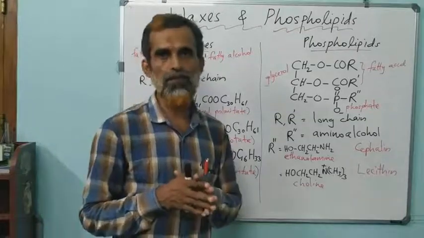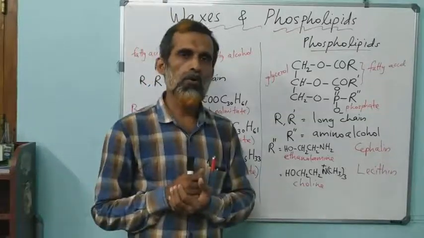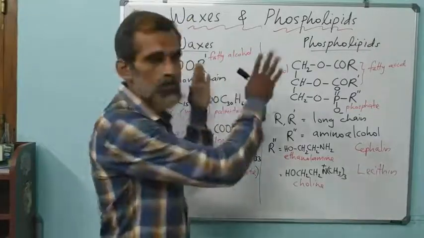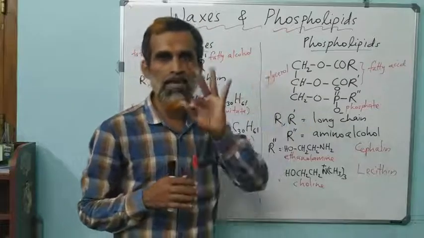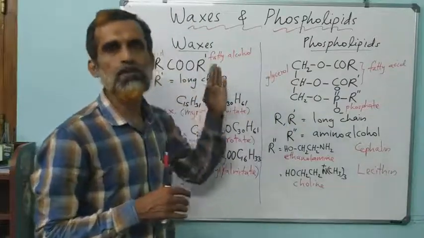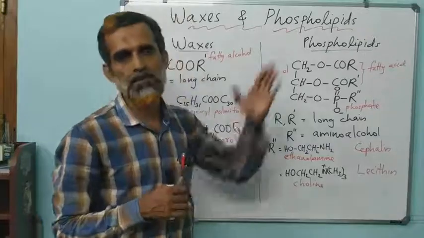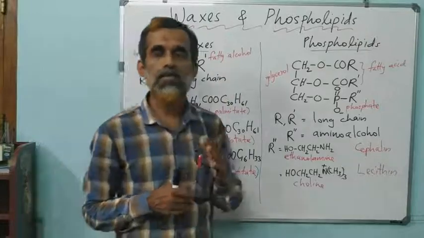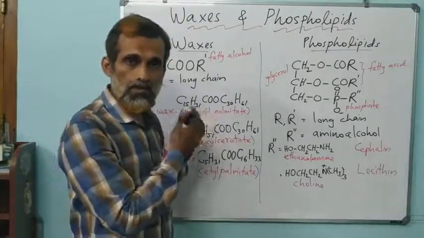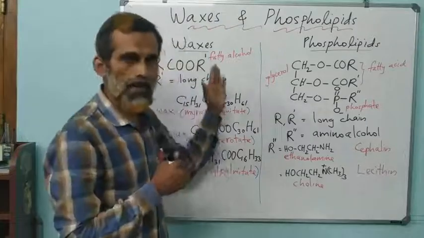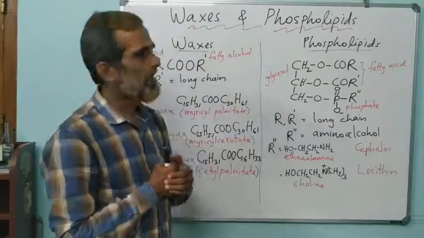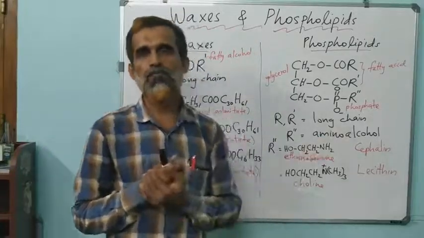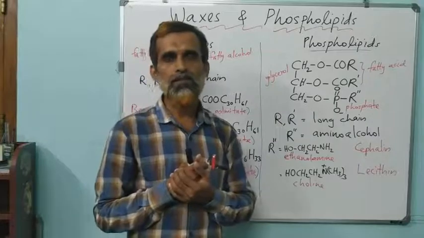the discussion of lipids. In the previous video, we learned about the classification of lipids into various types, mainly into three: simple lipids, compound or complex lipids, and derived lipids. And simple lipids are again of two types, that is triglycerides, which include fats and oils, and then waxes.